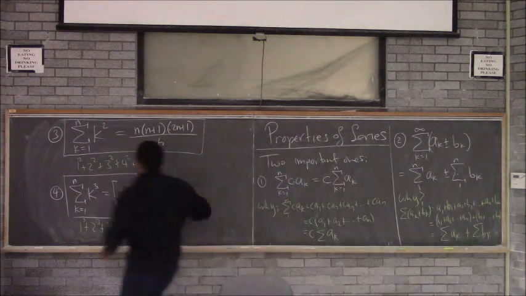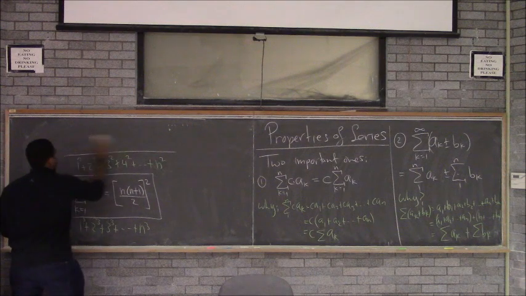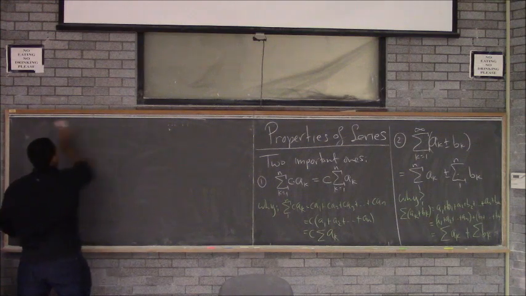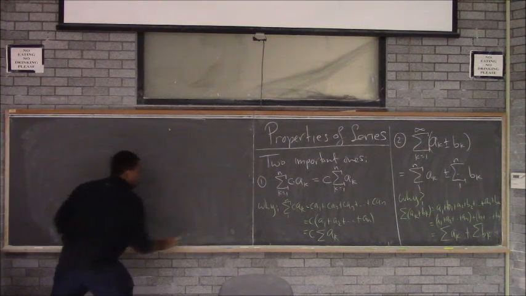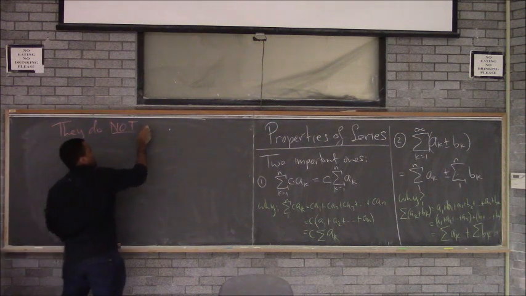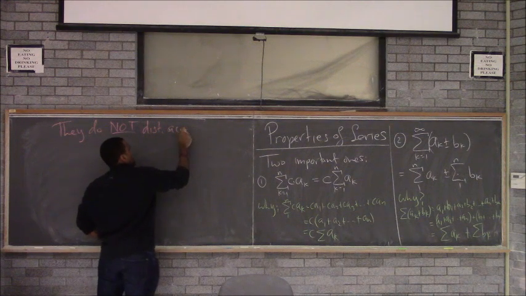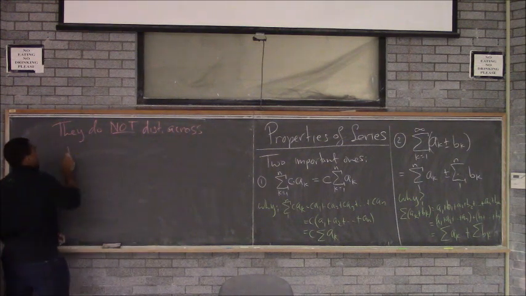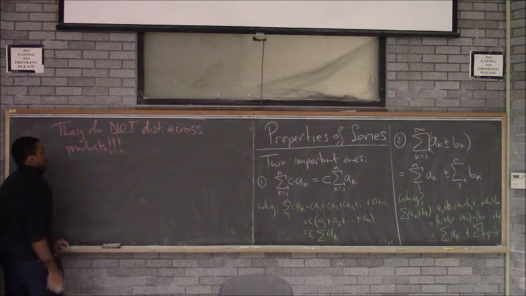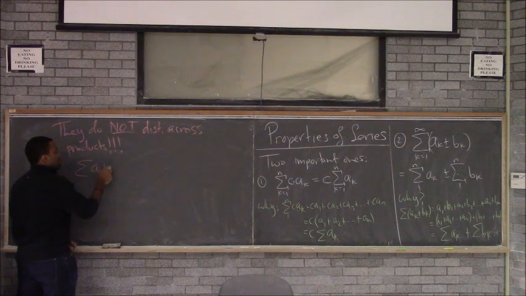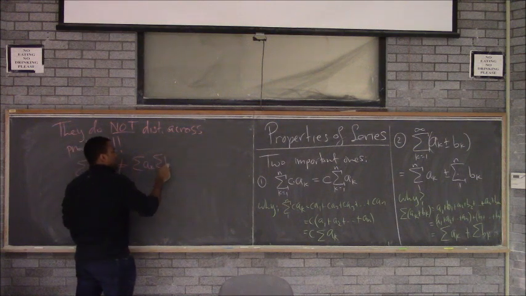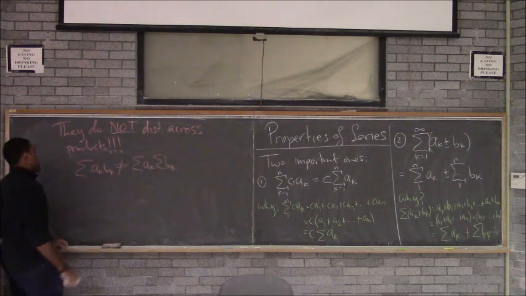You should know they do not distribute across products. If you have a sum of a_k times b_k, it is not the same as summing a_k and summing b_k and multiplying. That's not going to be true.